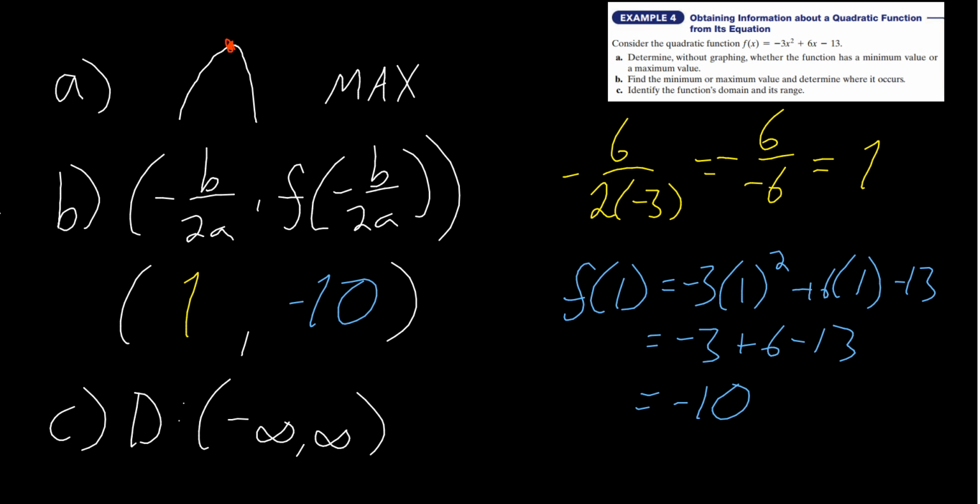The range is going to be dependent on our vertex. If we have a vertex with a maximum, which we figured out in B was (1, -10), then every value in the range is going to be from negative infinity up to negative 10. So my range is going to be from negative infinity to negative 10, and we include negative 10 because we're actually going up to it.